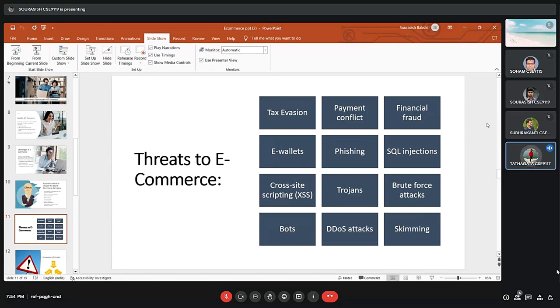Now, if I talk about DDoS, distributed denial of service attacks are the most commonly used by hackers to not allow original users to access and buy and sell products from the e-commerce platforms. They simultaneously make the server busy so that it is not usable by the authorized users.